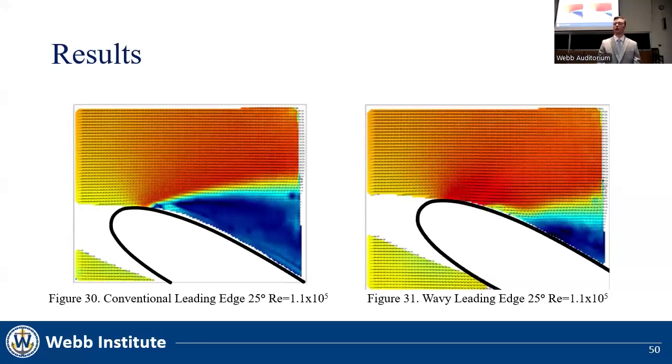However, we still needed a way to quantify the difference. 2 metrics were established to do this. The first involved measuring the wake thickness. As you can see, the thickness of the wake is much smaller for the wavy leading edge in this condition.